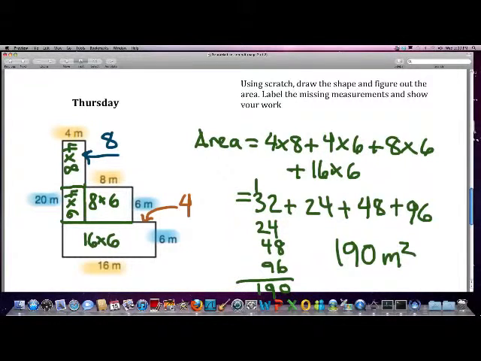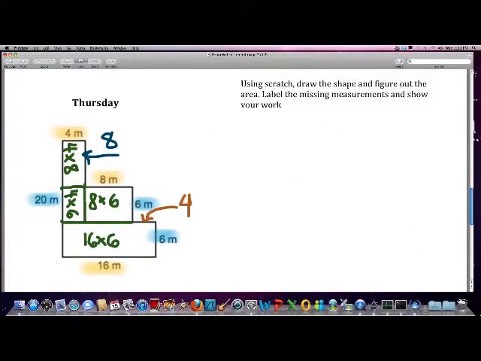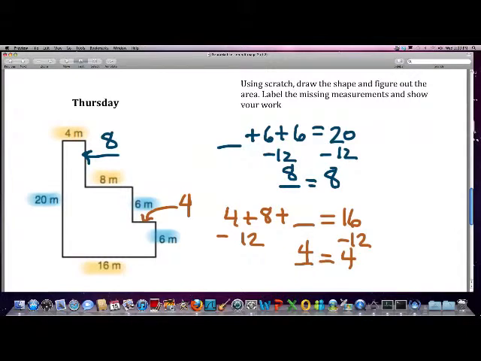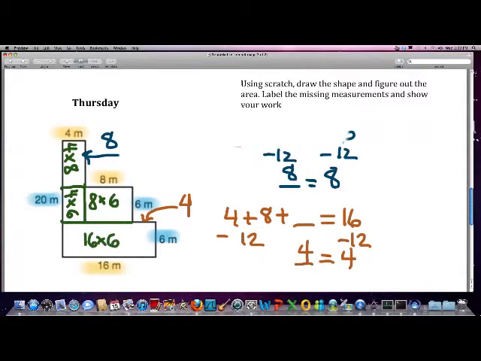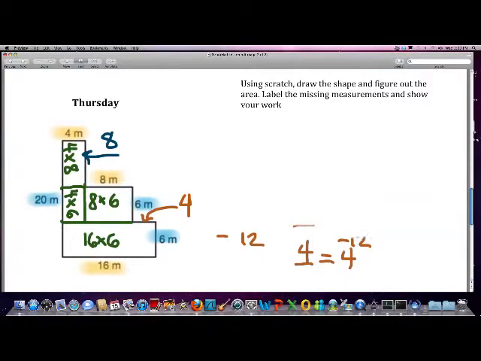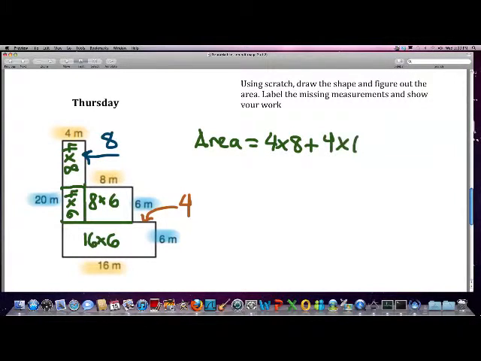So we're going to go back, and let's keep going back. I think those are right, but let's see. Let's break this up here. So 4 times 8, that looks good. 4 times 6, and 8 times 6, and 16 times 6. I think I'm happy with all of those, but we'll keep going. So the area would be 4 times 8 plus 4 times 6 plus 8 times 6 plus 16 times 6. Did I do all these right?